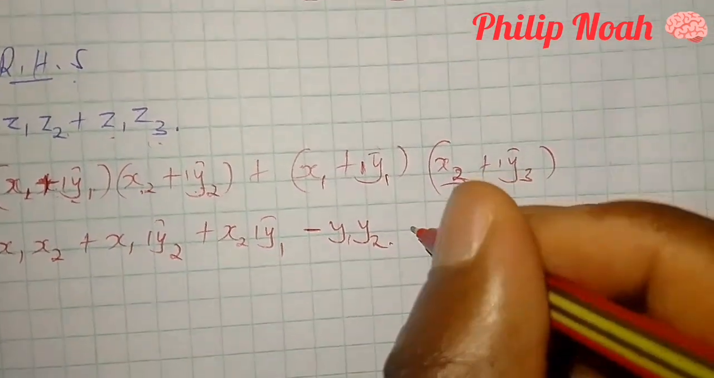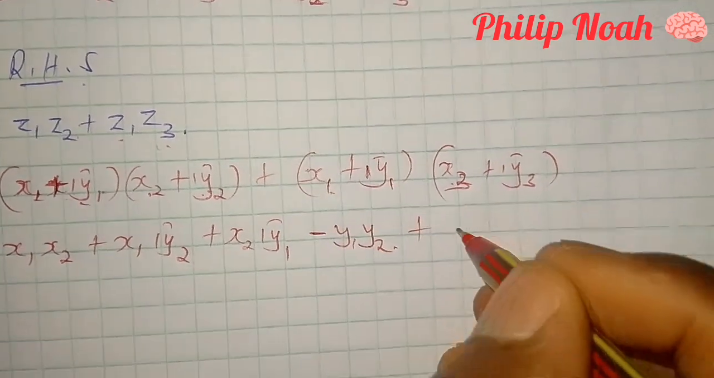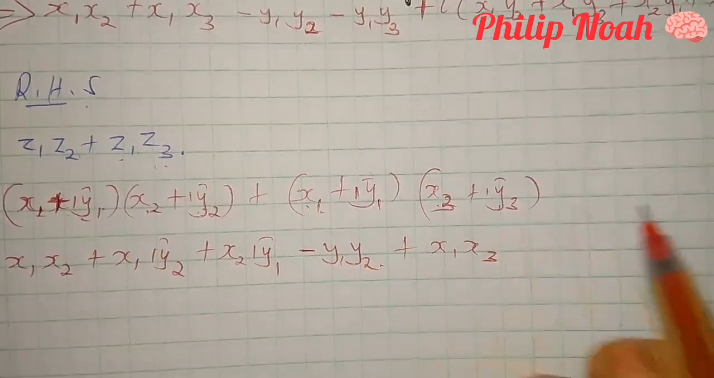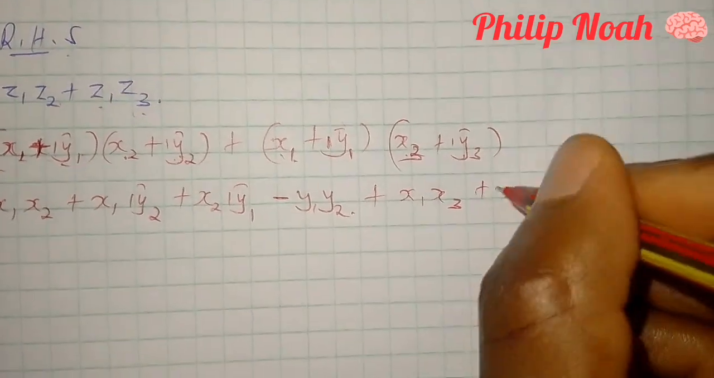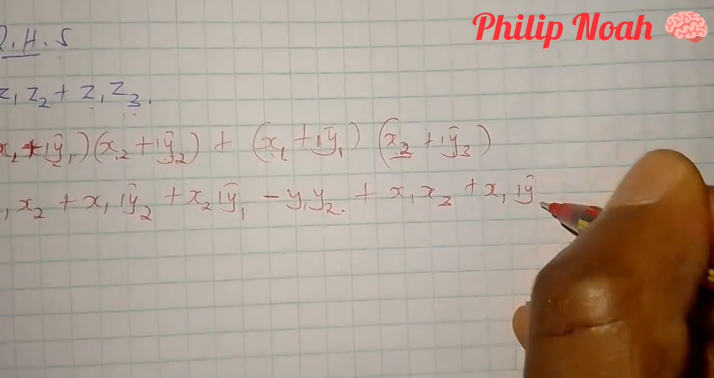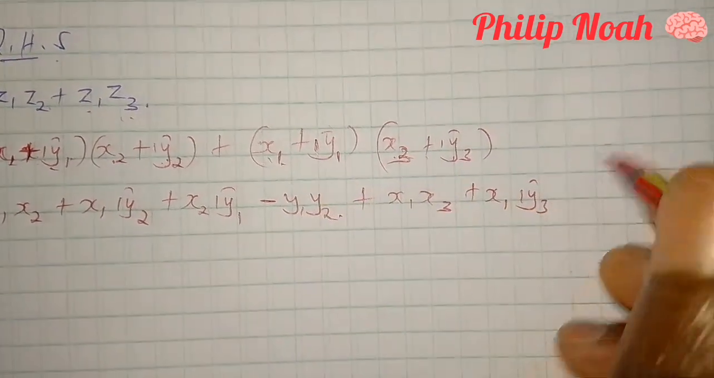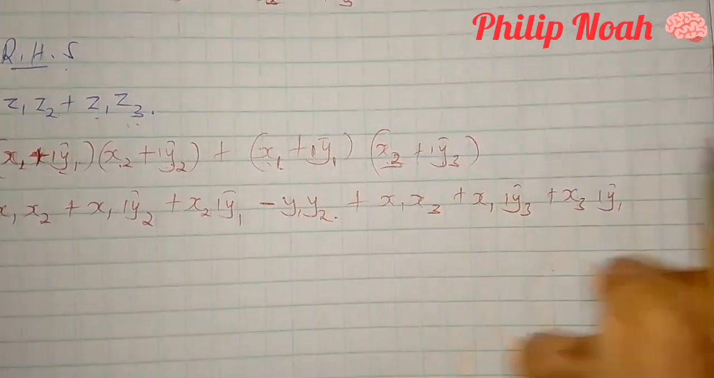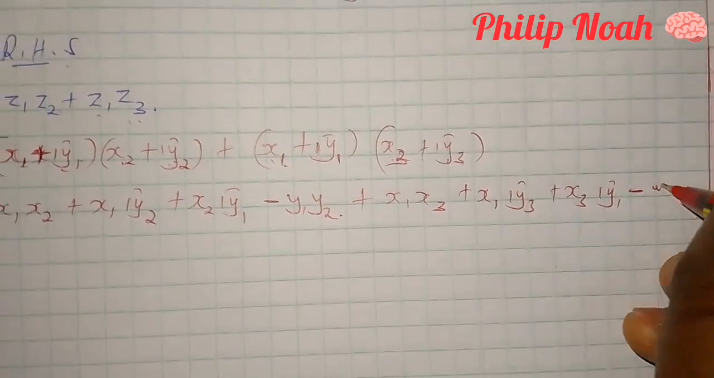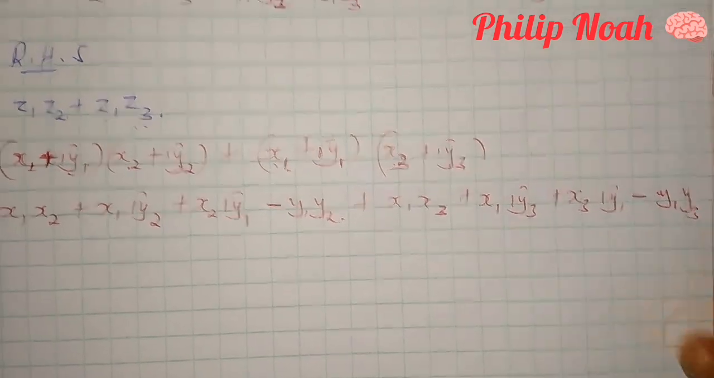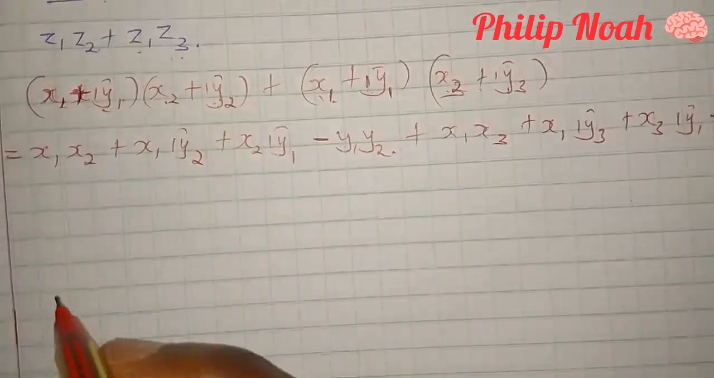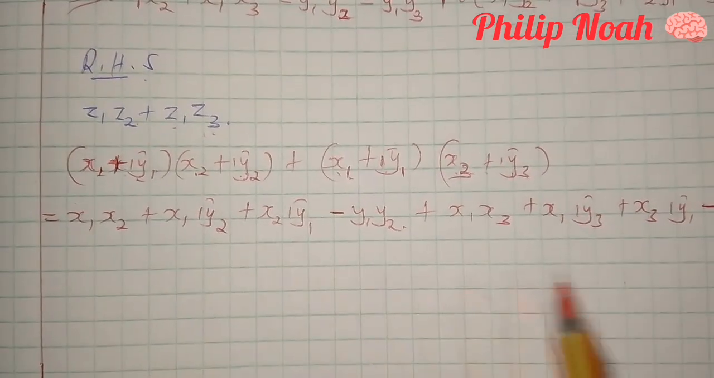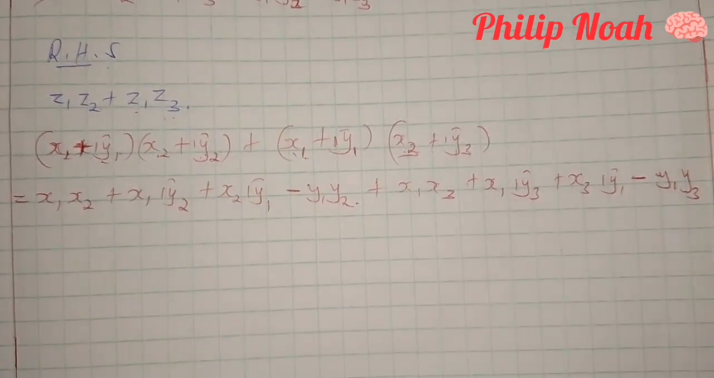Let's move to this one. Plus, take this times this, x1, x3. Take this times this, plus x1, iy3. Take this times this, is plus x3, iy1. Take this times this, negative y1, y3. Are we there? Okay. So let's separate the real parts and imaginary parts.